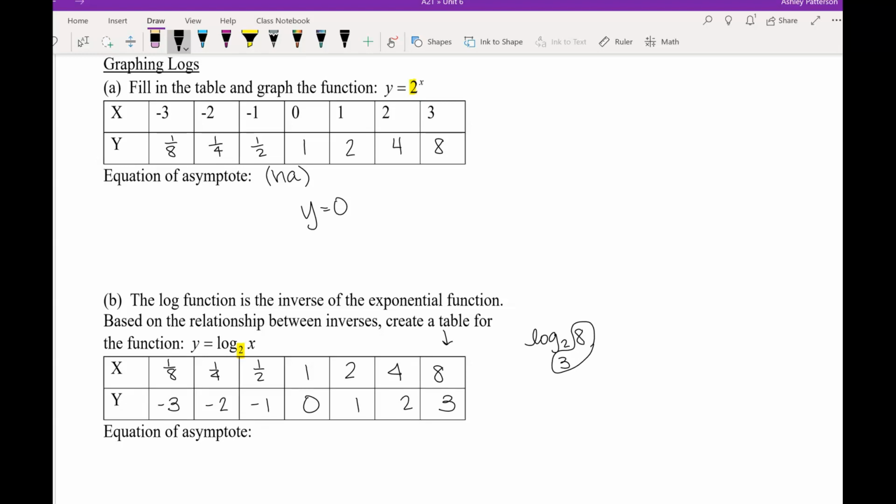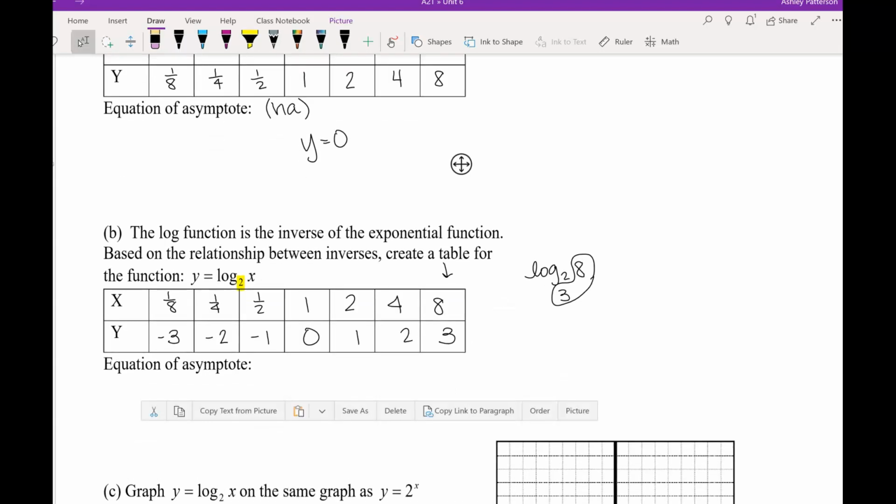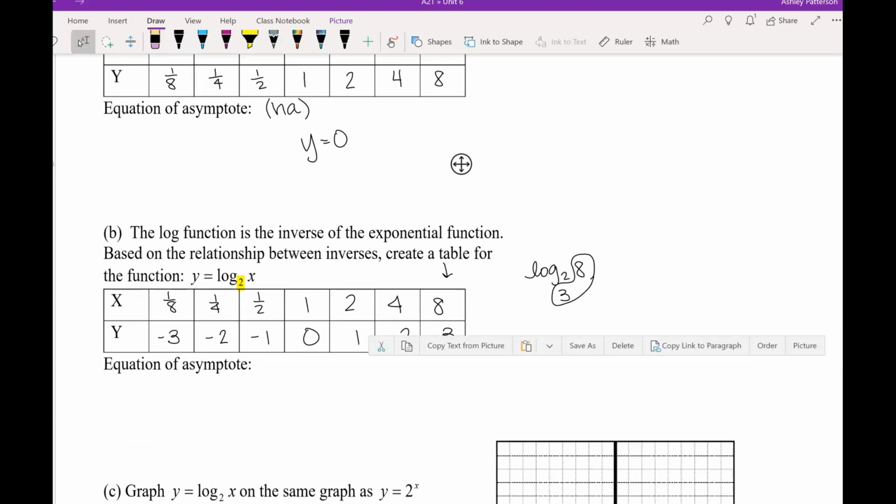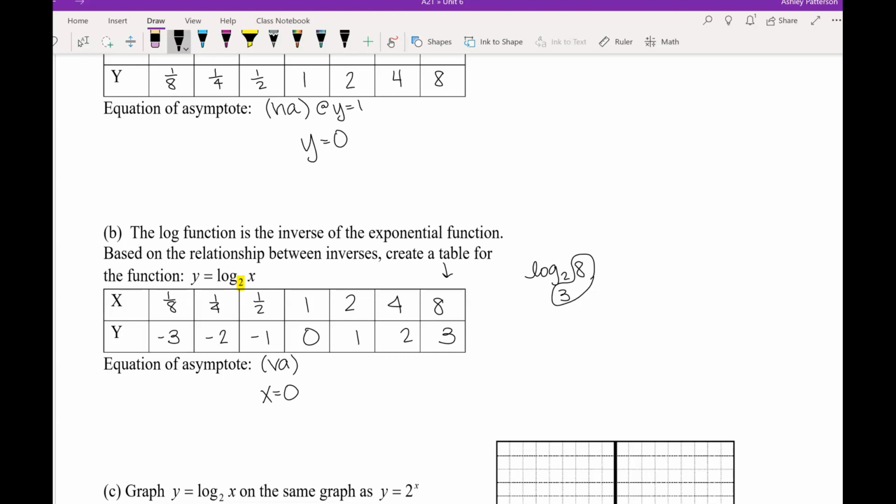Now, if an exponential function has a horizontal asymptote, it follows suit that a logarithmic function will have a vertical asymptote, and it will be at x equals 0. Now, for the exponential functions, we always had a horizontal at y equals k. For our logarithmic functions, we have a vertical at x equals h. Let's graph it, ladies and gents.